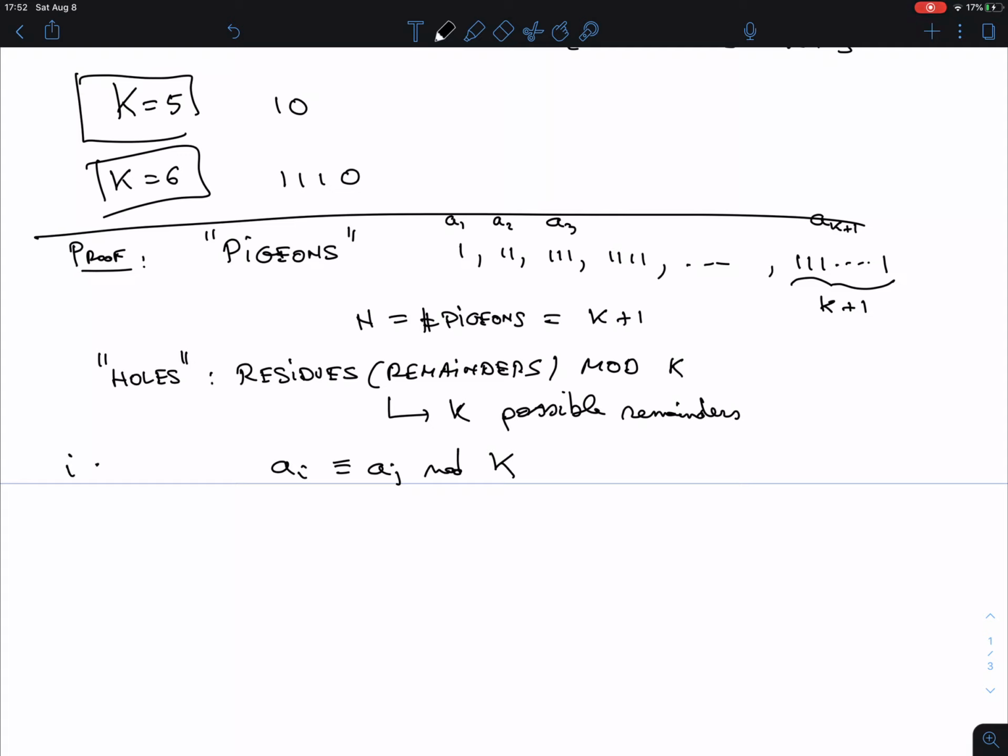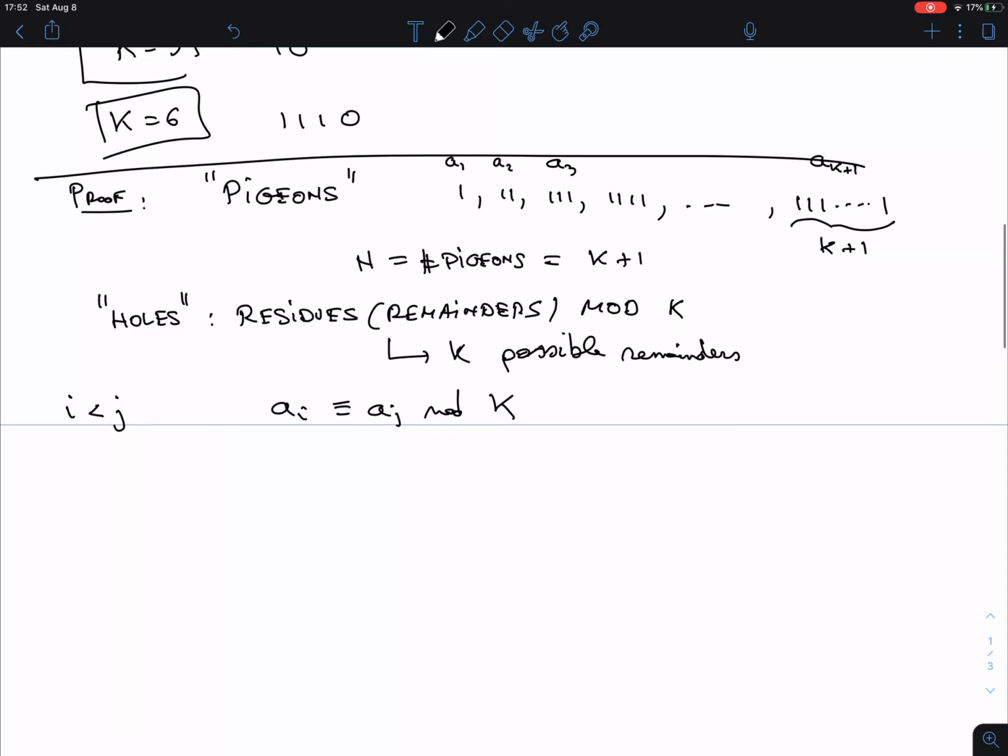So there's an i that is less than j. ai is the first one that I have like that, and aj is the second one. As I said, there are at least 2. There could be many, many more, but I don't care about that. I just take the first and the second one that I see, ai and aj. Now let's say, for simplicity, aj is the bigger one, so it has more numbers.